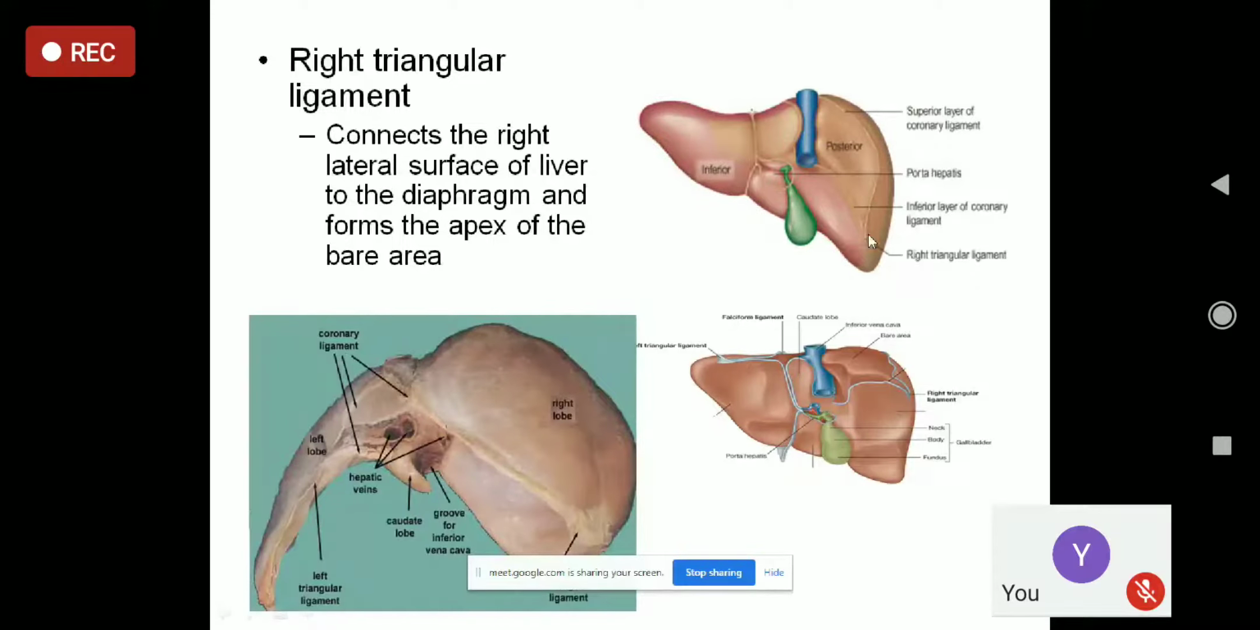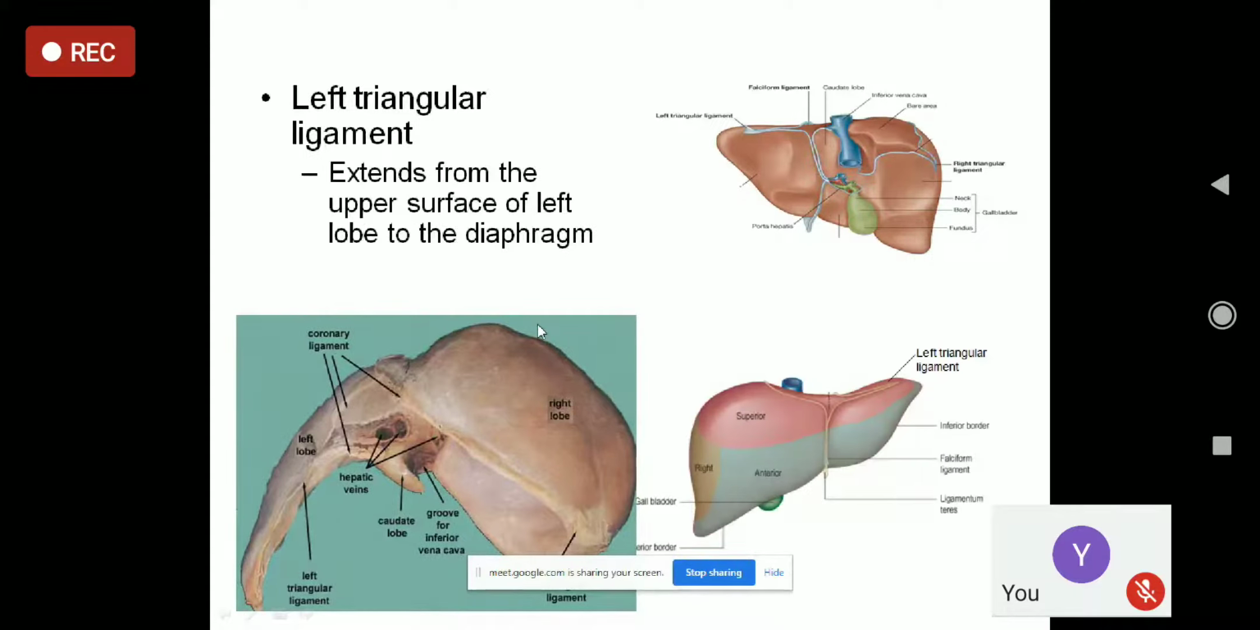Now we'll talk about the right triangular ligament. Sometimes we'll put a pin in the right triangular ligament also. Look at it, this is the right triangular ligament. It connects the right lateral surface of the liver to the diaphragm and forms the apex of the bare area. So we can put a pin and ask the question, and sometimes in MCQs also they ask this.